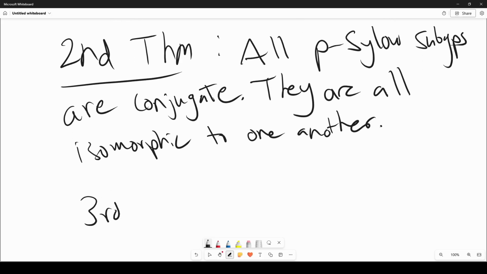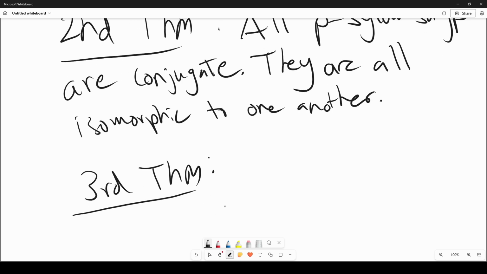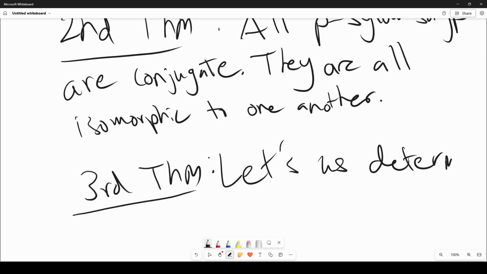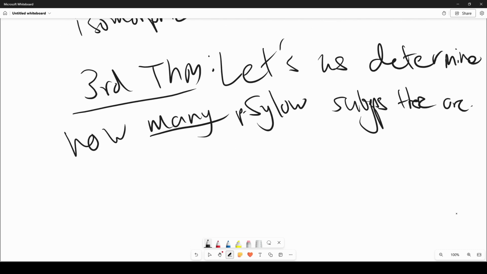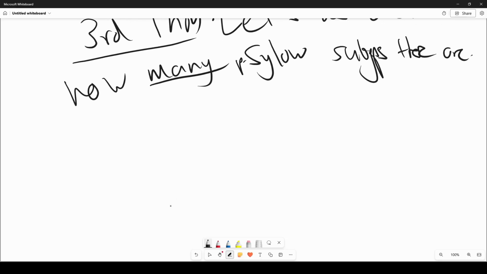And the third theorem is going to tell us how many of them there are. So it basically lets us determine how many p-Sylow subgroups there are. And we'll also discuss why that's something that's worth studying, the question of how many there are, because it'll help us learn more facts about how the p-Sylow subgroups have some kind of structure within the larger group. So okay, let's write out the second theorem rigorously and we'll prove it.